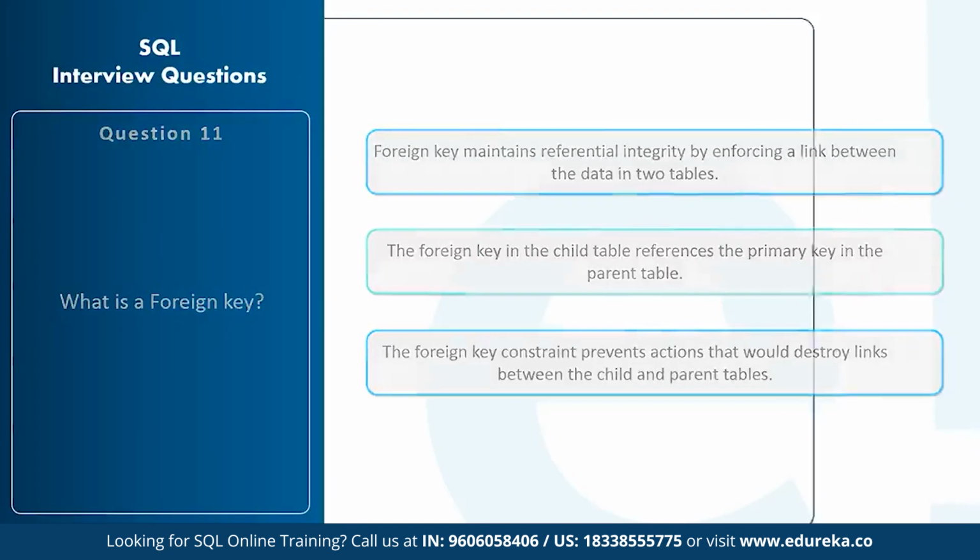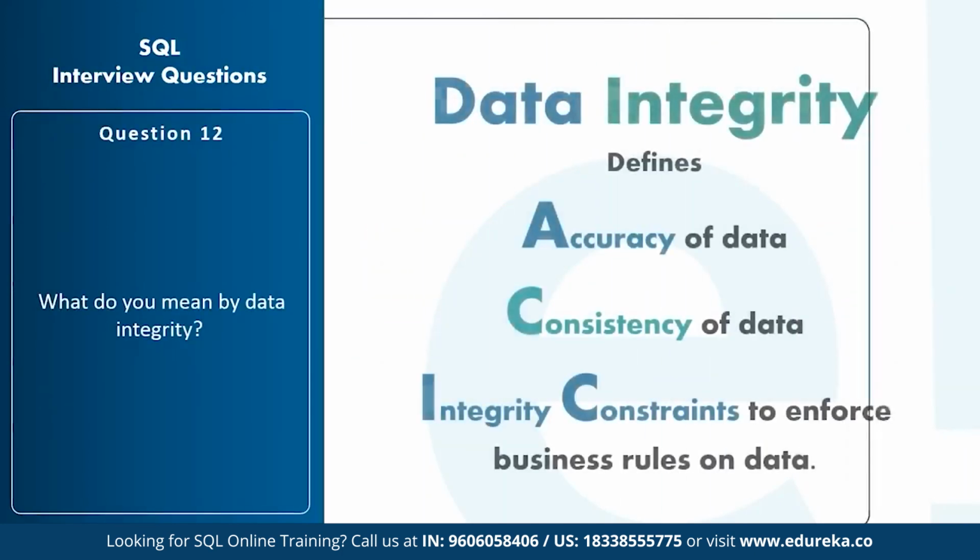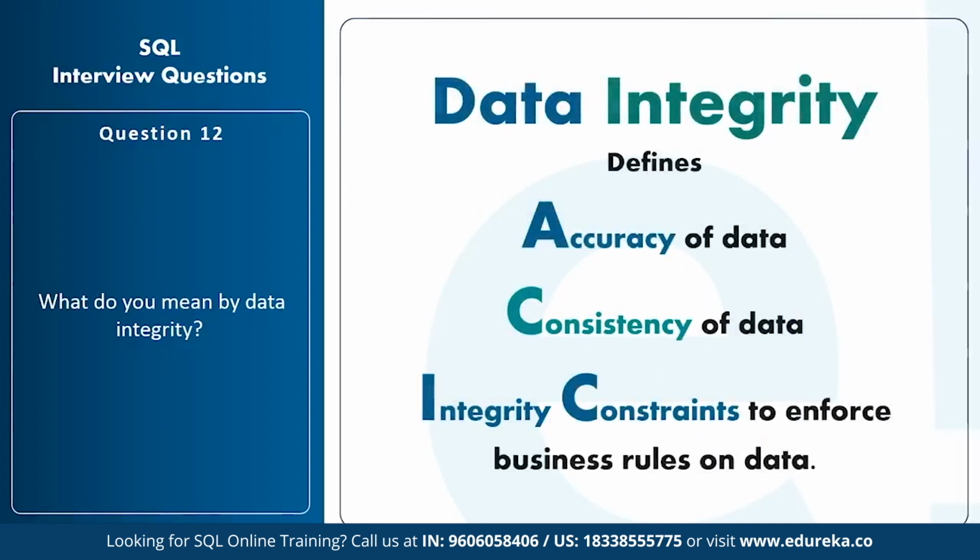Now moving forward to our next question, that is, what do you mean by data integrity? Data integrity defines the accuracy of the data as well as the consistency of data stored in the database. It also defines the integrity constraints to enforce business rules on the data when it is entered into an application or a database. So if you have to answer this question, you can answer by saying that data integrity defines the accuracy and the consistency of data.